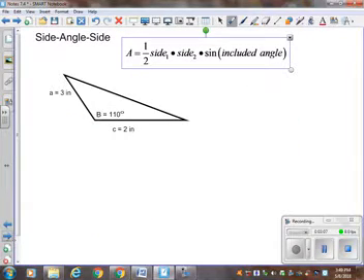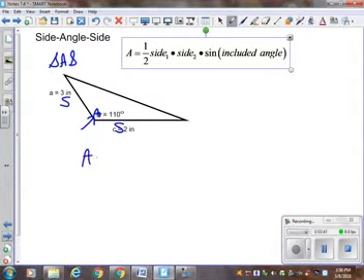The first one is called the side angle side method. And that method has when you're given a side and you're given another side, but the angle is between the two sides you're given. That's why it's called side angle side. And you take the formula 1/2 times the first side times the second side times the sine of the included angle to find that. And the included angle has to be the angle between the two sides, which is why it's called side angle side, or SAS.